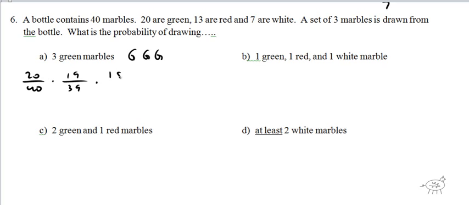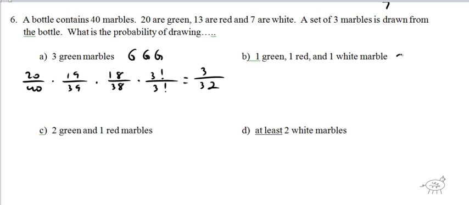Use another green marble, it's 18 out of 38. And then it's 3 factorial, because there are 3 green, and we're using all 3 letters. All 3 letters are being repeated. And we get 3 over 32.